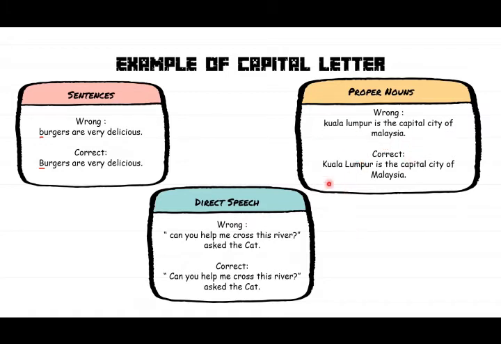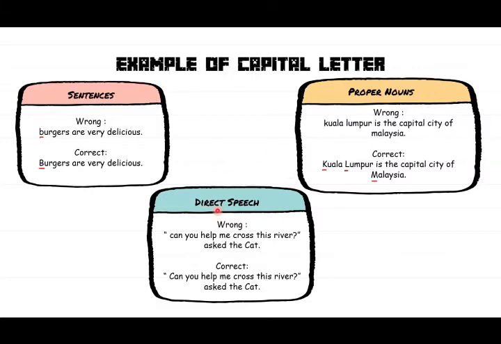So the correct one is Kuala Lumpur is the capital city of Malaysia. So kita bagi huruf besar tu mesti dekat K, L dengan M. Dia hanya dekat permulaan perkataan. Dia tak boleh semua tu buat huruf besar. Okay, that one is for proper nouns.